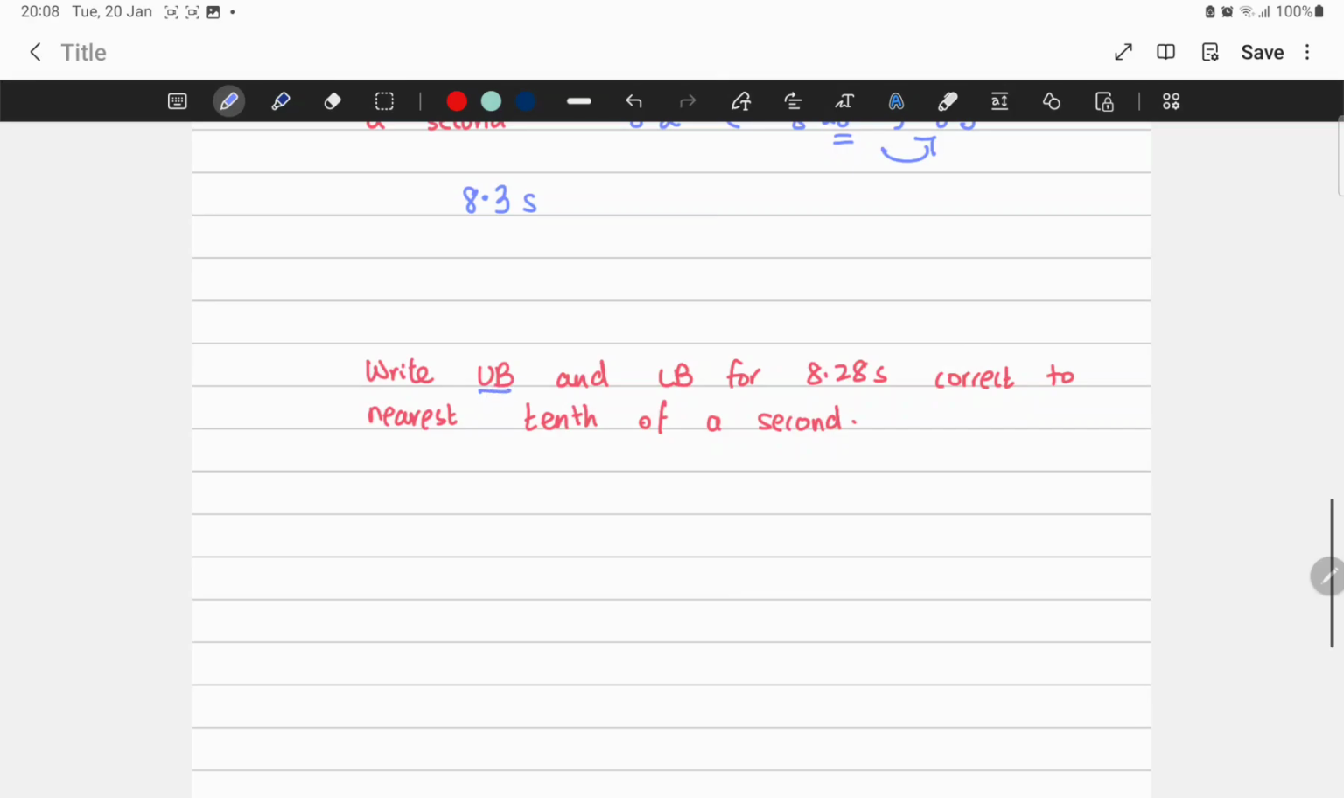And if we're asked now to write upper bound, lower bound, correct to nearest tenth of a second, remember that tenth is 0.1, we divide by 2, we will have 0.05. And in this case, upper bound, we add, and lower bound, we subtract.